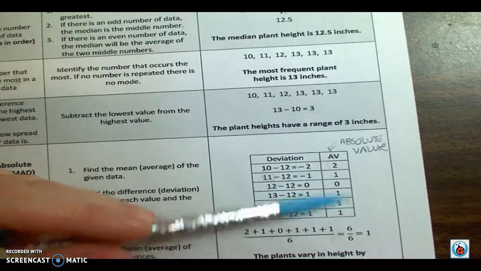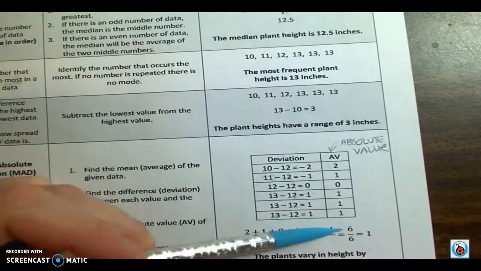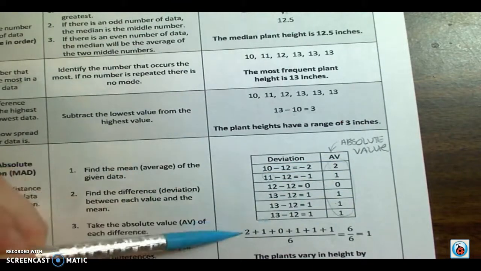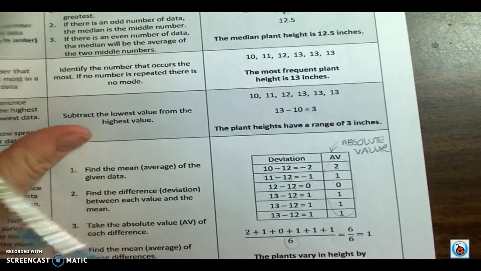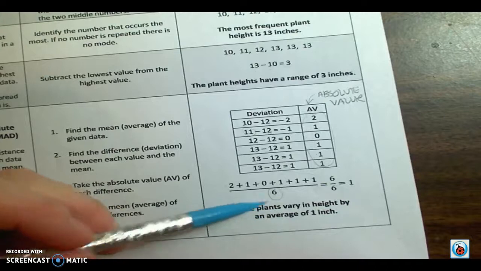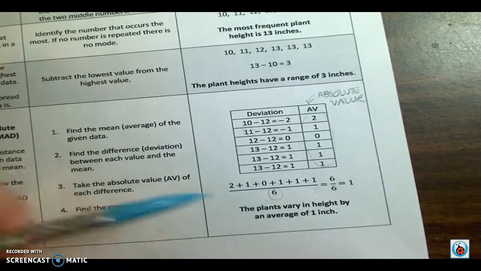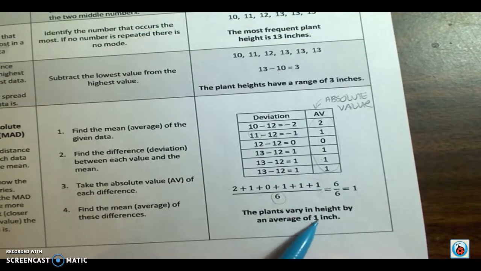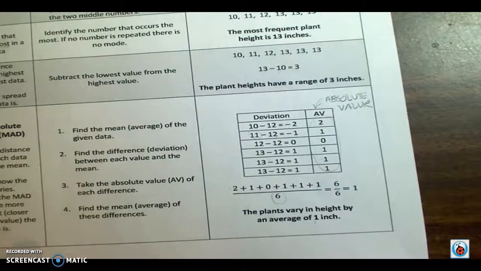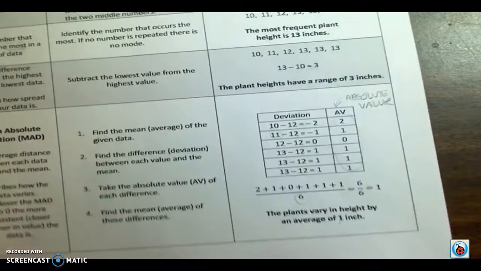Well, we want to find, what's the average of that? What's the average of that distance? So we're going to add up these numbers and divide by how many numbers they are, and that's where we get the MAD. So what does that mean? It means the plants vary in height by an average of 1 inch. So we're kind of seeing how much do they vary. Okay, again, this is really testing to see how reliable our data is. And this is a good number because we're close to 0. 1 is close to 0. So that's some pretty accurate data. All right, so let's go ahead and do some practice problems together.